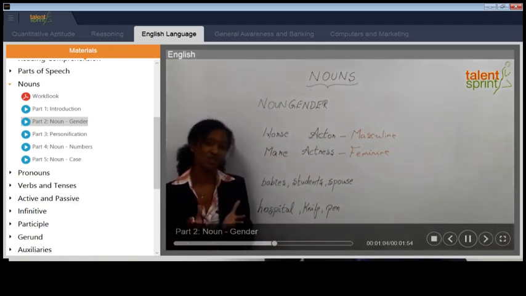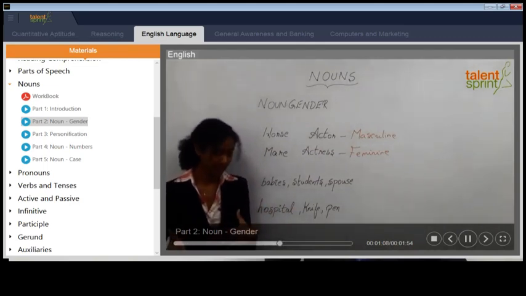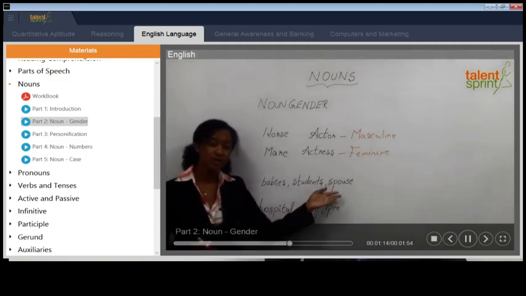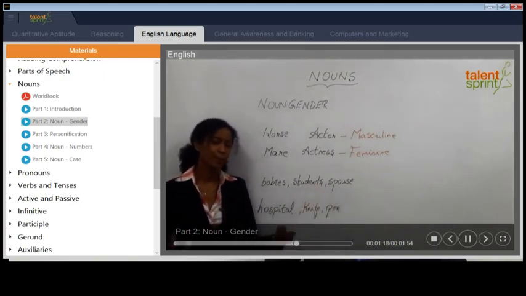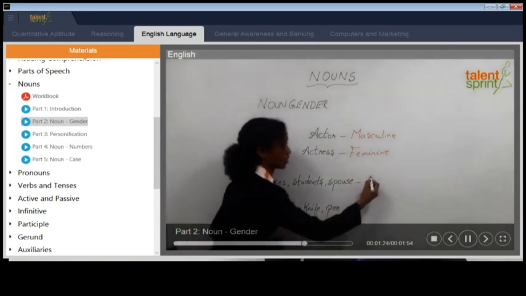But we have a gender which is common to both male and female. So in that category, I will have babies, students, spouse. I can also have professionals, so teachers, dentists, doctors, chef. All of that will come under common gender.